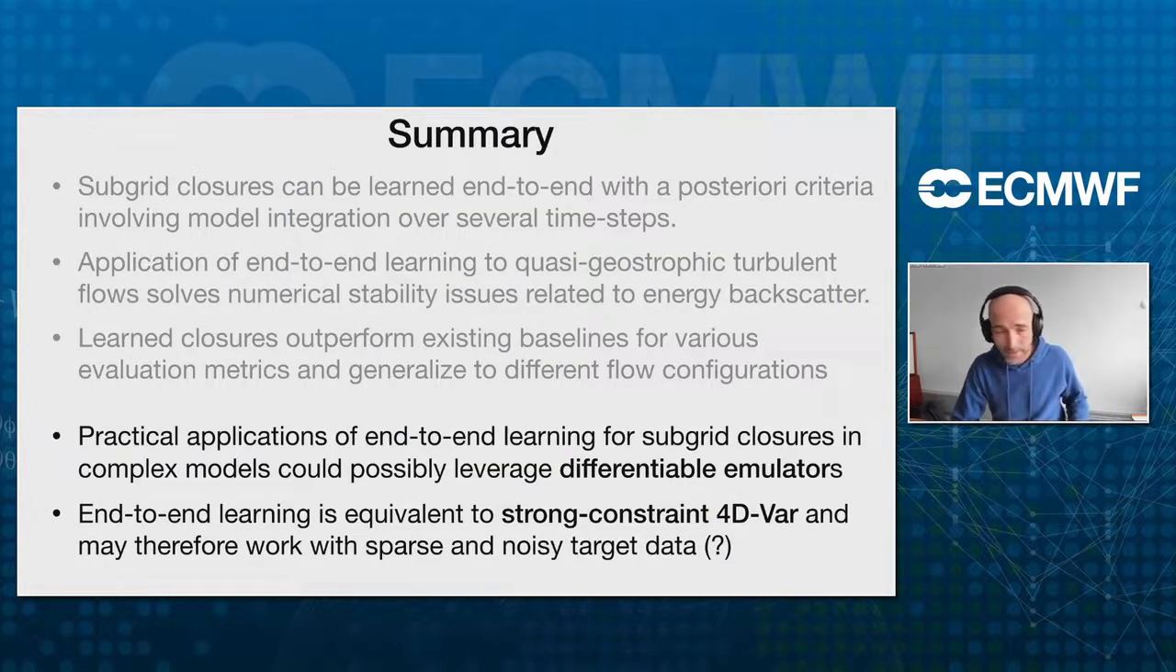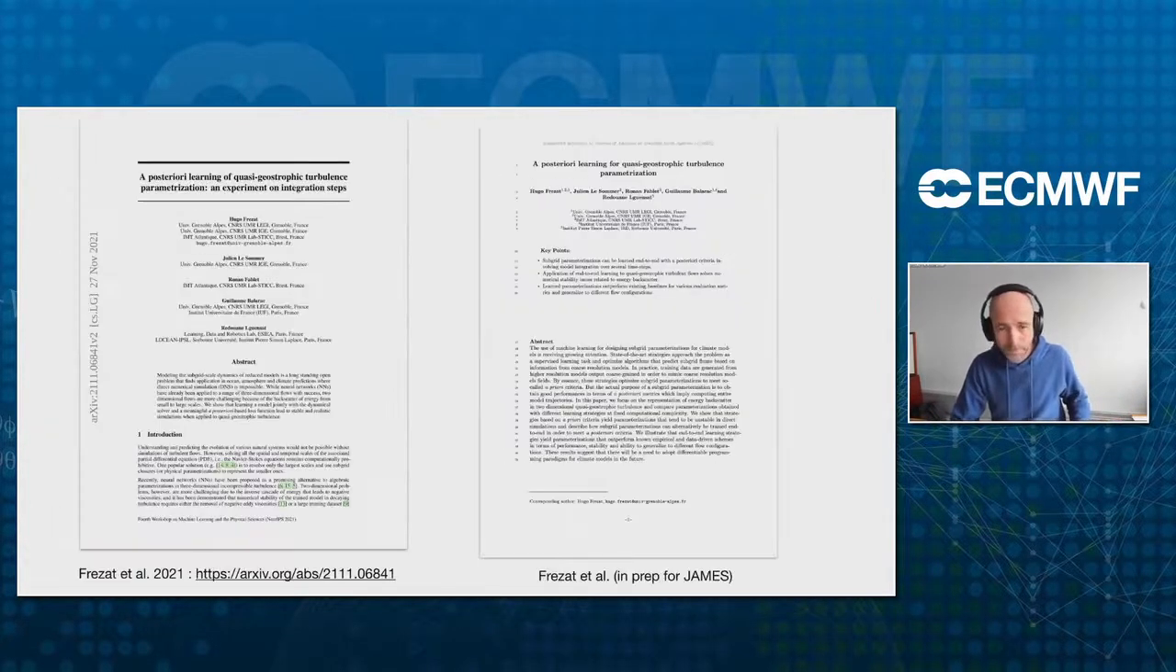Conclusions, I guess I've added two points here. The fact that we may need to leverage differentiable emulators if we really believe that end-to-end learning is something that we need to go for. Second point, what we're doing here is very close to strong constraint 4D-Var, which opens a lot of interesting connections from my perspective. So this talk was based on two contributions.